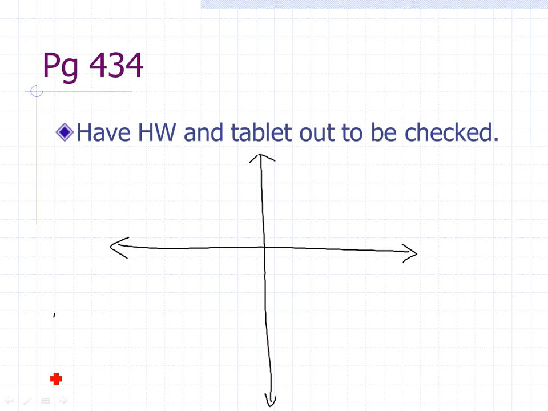Then we'll decide if it's a rectangle. If it is a rectangle, do we just stop there and say, that's it? No, then we check to see if it's a rhombus. If it's both of those, what name do we give it? Square.